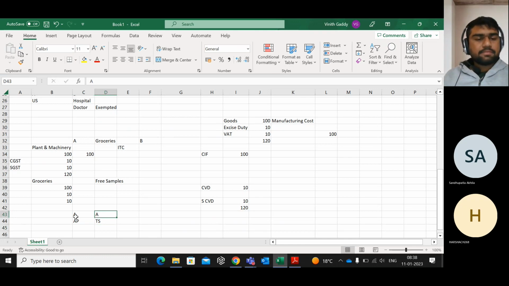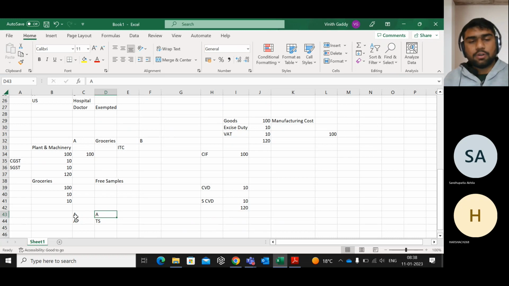Both are A only. What he is doing, he is transferring his assets to A. A is transferring to A only. What he will argue is, "I am transferring to my own branch only. Why do I need to pay GST?" Like that, A will argue.